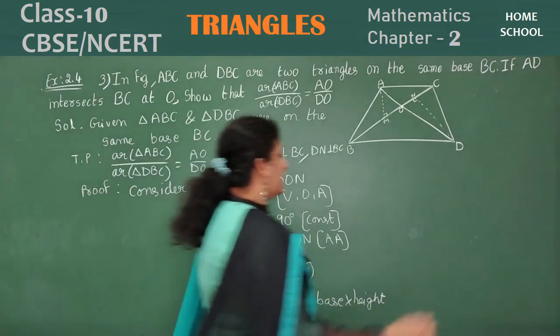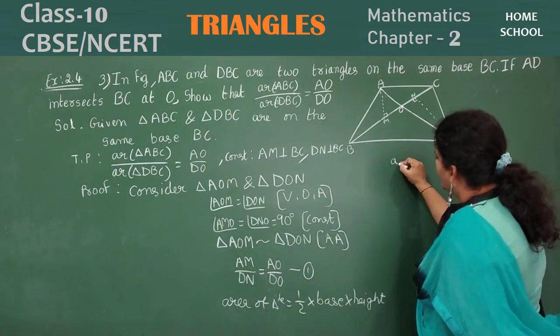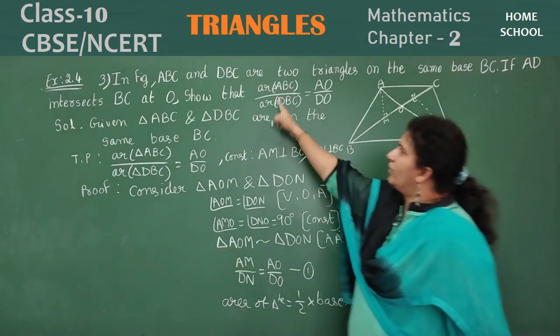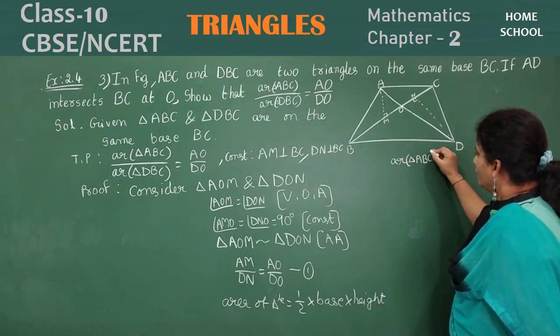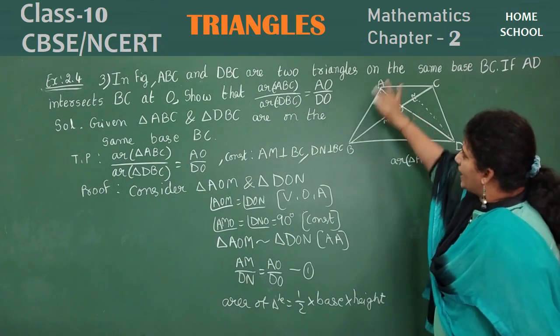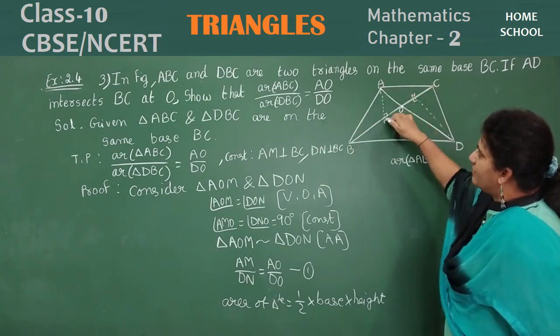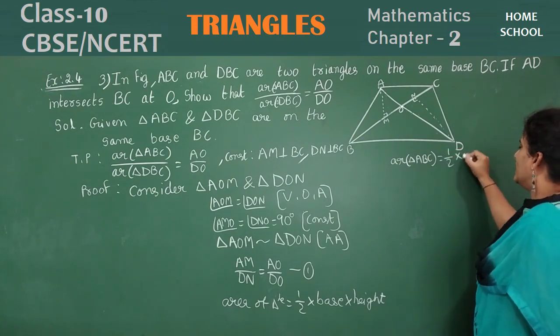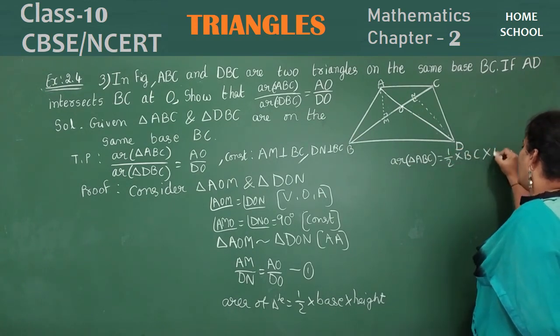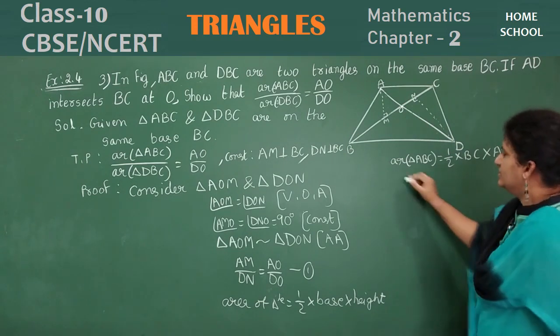Okay, so let's start here. What area do we need here? Area of triangle ABC. Observe ABC: AM is perpendicular, so AM is the height. Area is half into base BC into height AM.